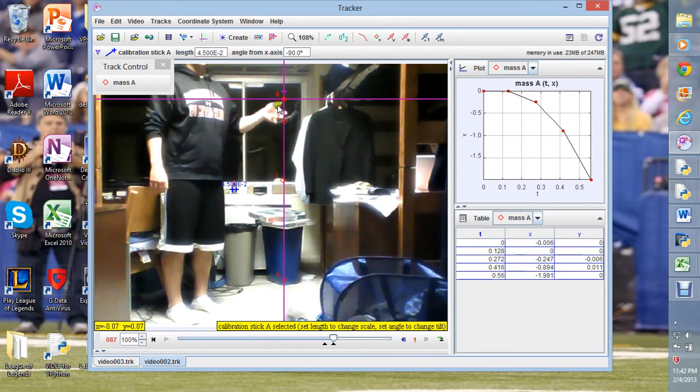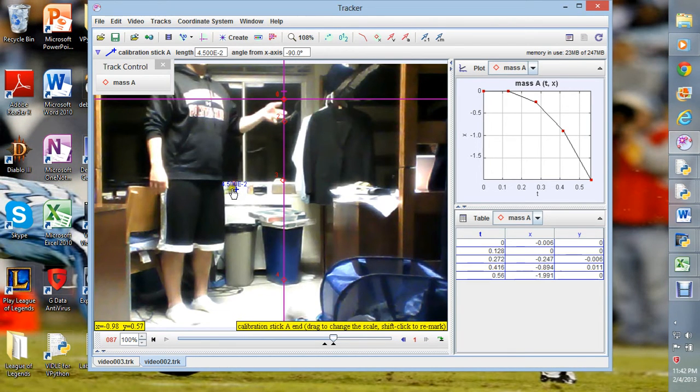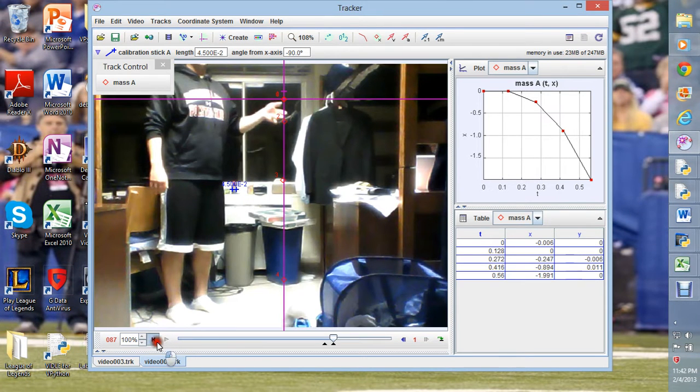What I did is I twisted the axis around to where the x-axis was vertical. Next, I put a calibration stick on an object that I knew was 4.5 centimeters in diameter. And then basically I just tracked the sandal as it fell to the floor. Then I got a graph that looked like this.